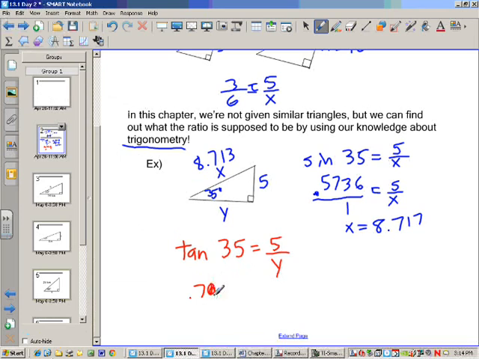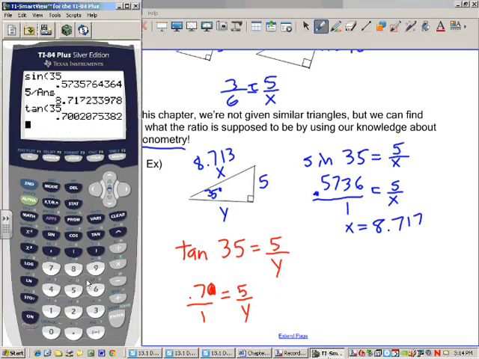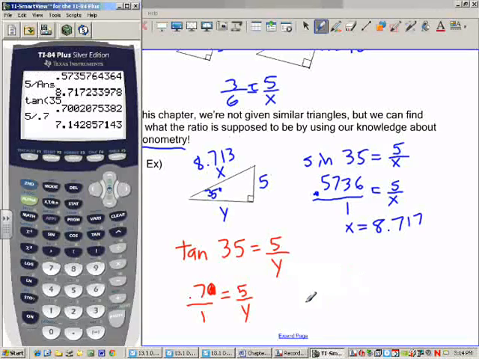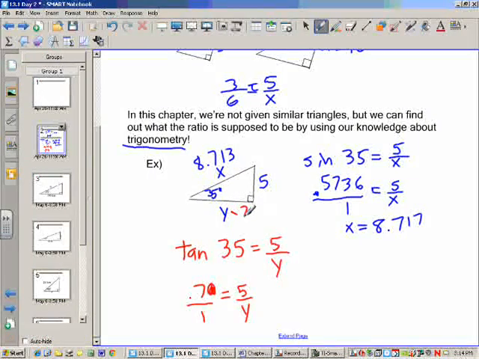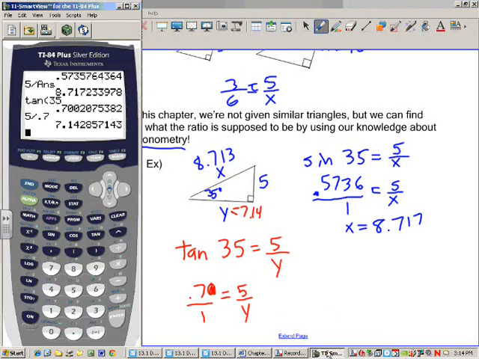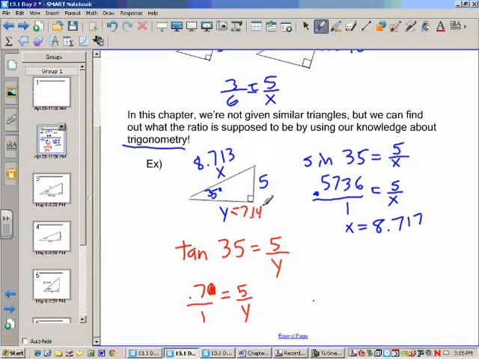Now all I have to do is type in tangent of 35, enter, and this is about 0.7. So 0.7, that's going to be 0.7 over 1. That's equal to 5 over y. If we cross multiply and divide, 5 times 1 divided by 0.7 is 5 divided by 0.7, which gives us an answer of y will be 7.14, and that's good enough for now. So now we found these other two sides with knowing nothing more than an angle and an opposite side.